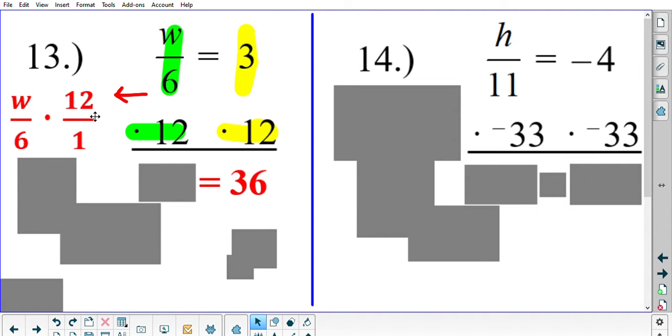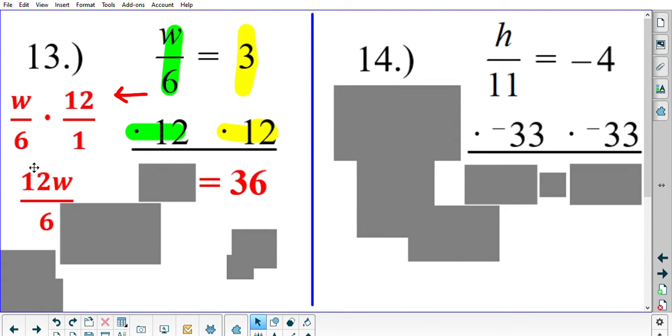Now, multiplying fractions. I don't know if you remember how to do this from previous instruction. I know you had some multiplication of fractions in 6th grade math. You might have had some with me this year, depending which class you're in. But it's real simple. You're going to multiply the numerator times the numerator. W times 12. Not much you can do with that, but you could write it a little simpler. Call it 12W. Then you will multiply the denominator times the other denominator. 6 times 1, that would give you 6.